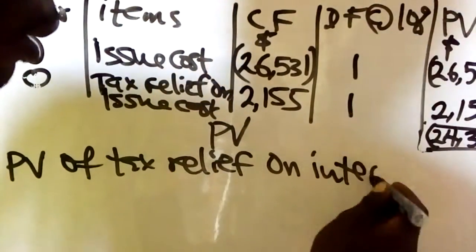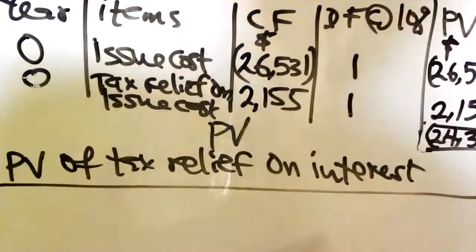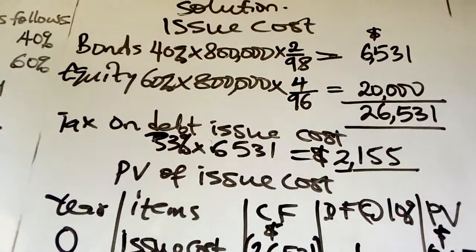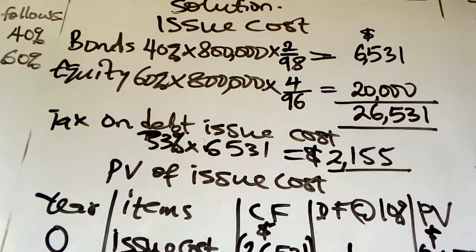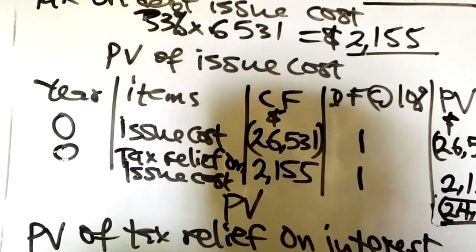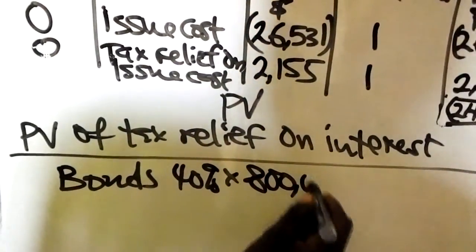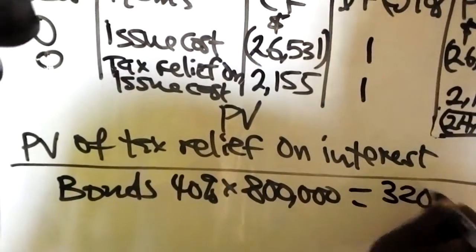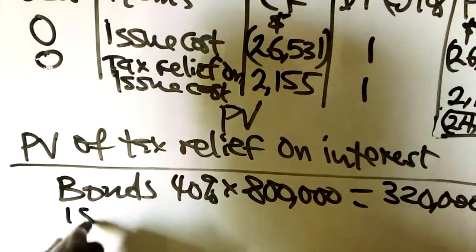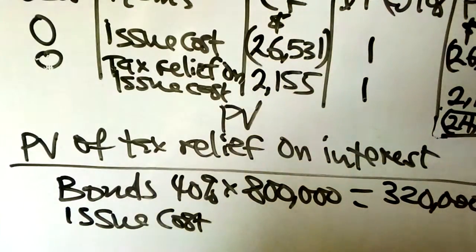The present value of tax relief on interest. I've told you that to compute the interest, you will need to gross up the bonds. You are going to use the gross amount of the debt. You were given the bonds to be 40% of 800,000, and it was net. So bonds now, 40% of 800,000, and that is 320,000. This 320,000 was reported net.